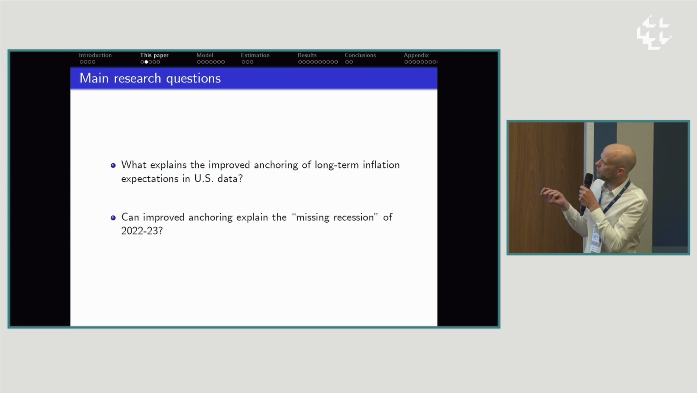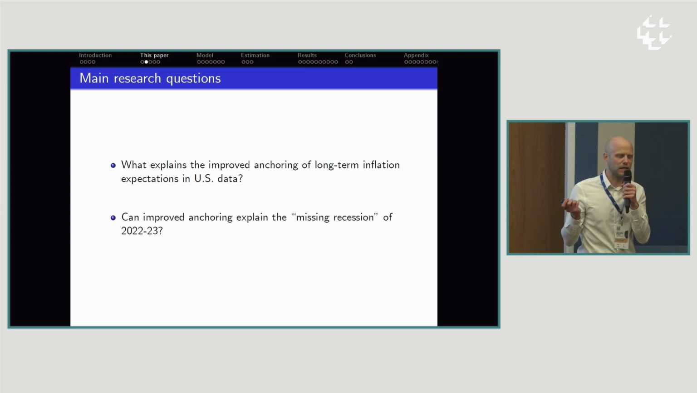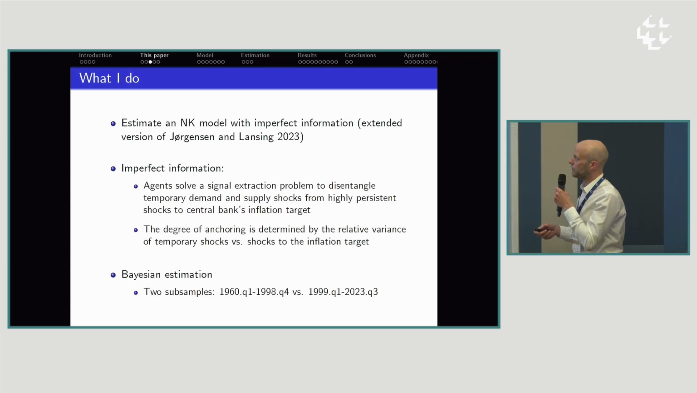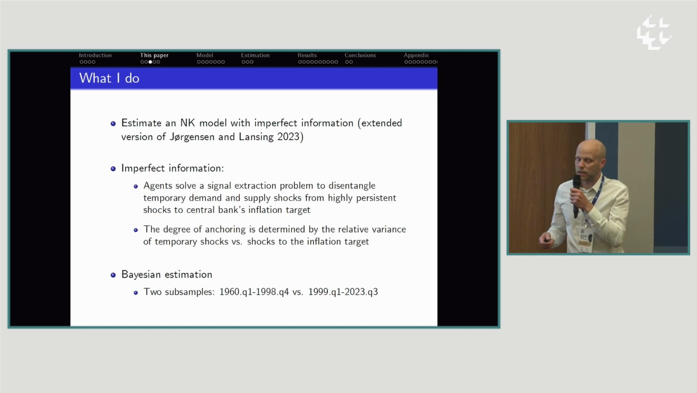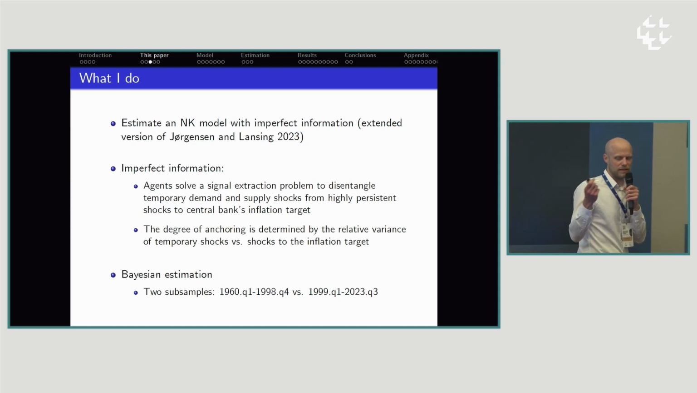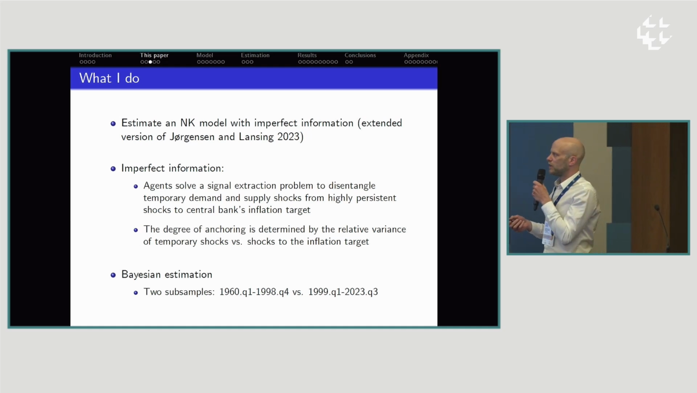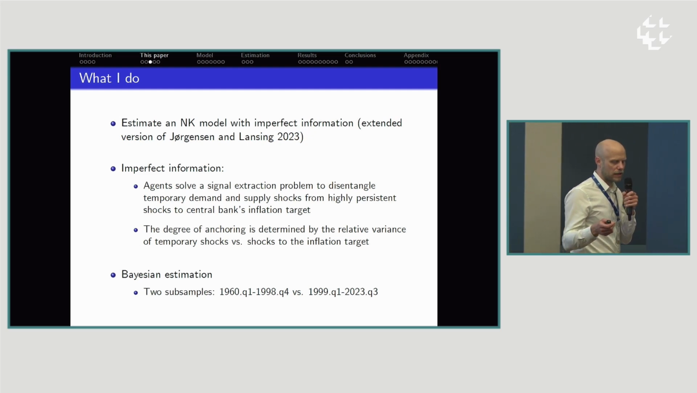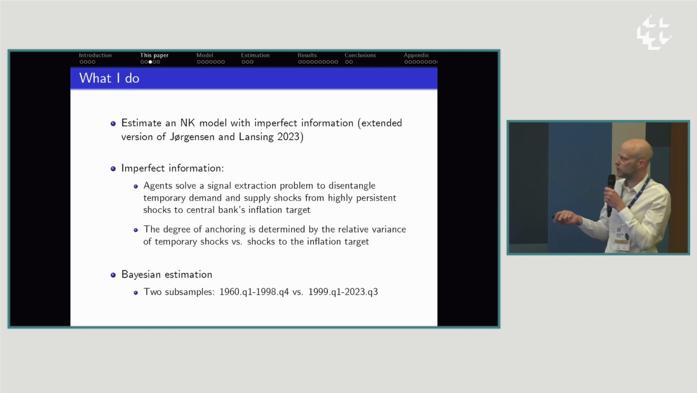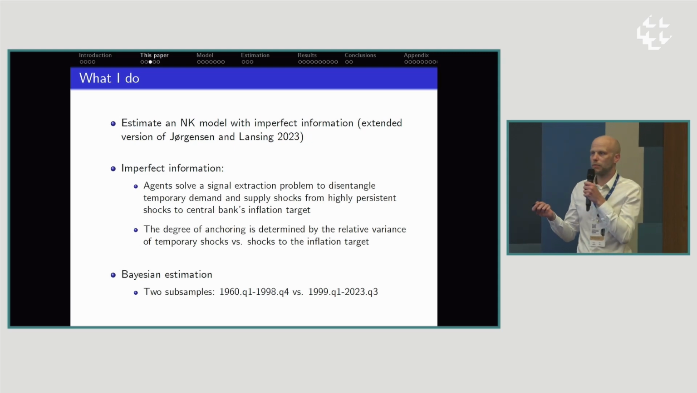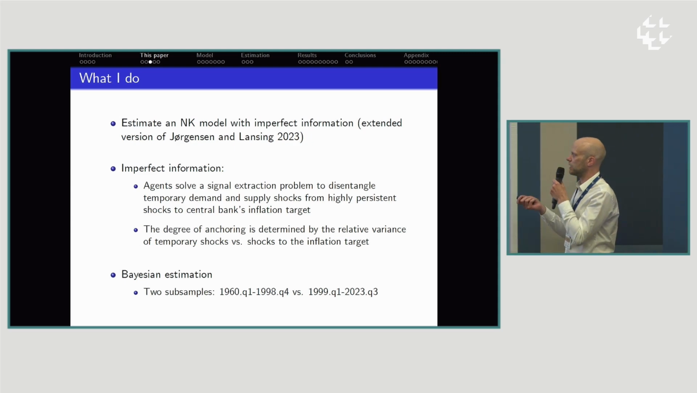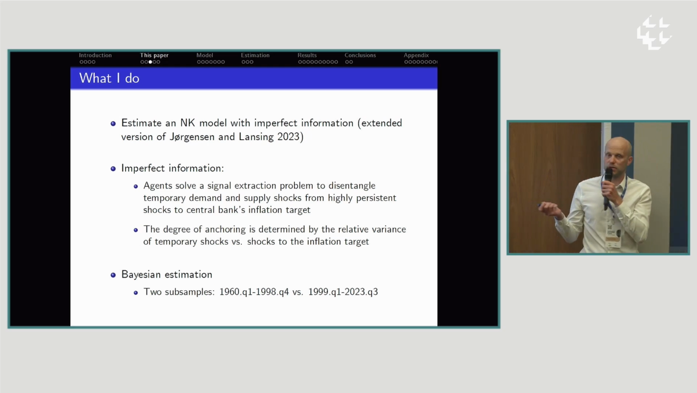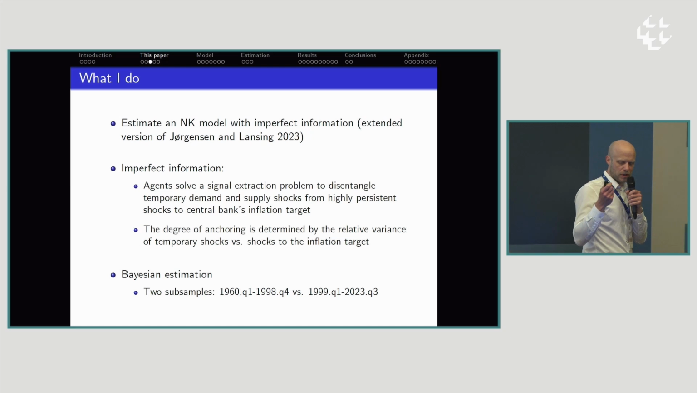Okay, so I pose two questions in this paper. First, what explains the improved anchoring of long-term expectations in US data? And secondly, can improved anchoring explain this missing recession of 22-23? I estimate a vanilla New Keynesian model, but extended with imperfect information. The imperfect information assumption is that agents are fully rational in the sense that they know the true model, but they cannot observe the shocks. So they solve a signal extraction problem to disentangle temporary demand and supply shocks from highly persistent shocks to the inflation target. I show in that model that the degree of anchoring is determined by the relative variance of temporary demand and supply shocks versus shocks to the inflation target.